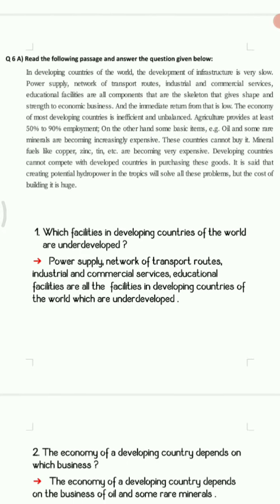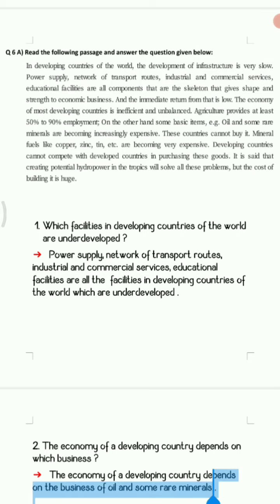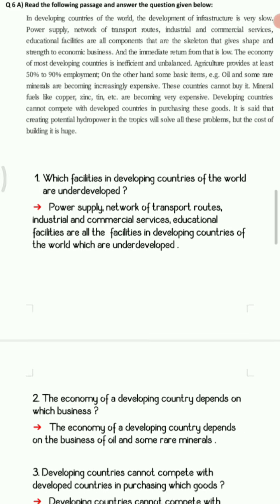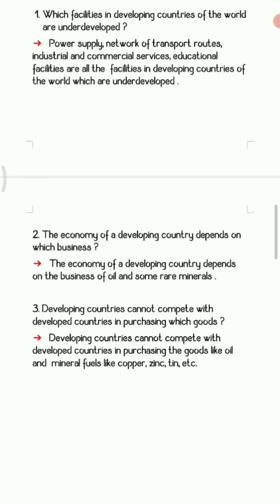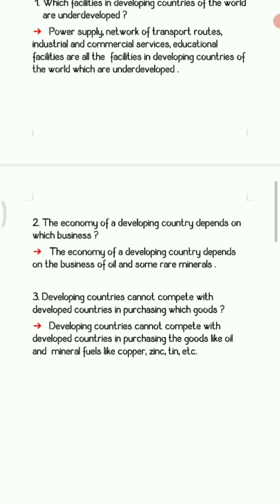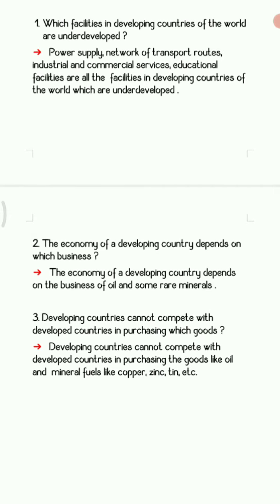Next we have the next passage, question 6a. This passage starts from: in developing countries of the world, the development of infrastructure is very slow. In this we again have the question answers, 3 questions.